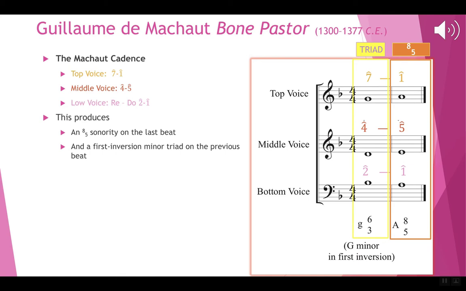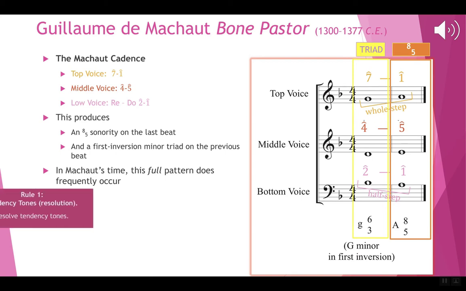This happens to be a G minor chord in first inversion. In the previous page, it was an E diminished. So it's just a triad in first inversion that goes to this 8-5 sonority. In Machaut's time, this full pattern does frequently occur. So the last piece we were looking at was from 1198, with Perotin. This is a little bit over 100 years later, maybe 150 years, and Machaut is definitely doing this cadence pattern kind of all over the place.